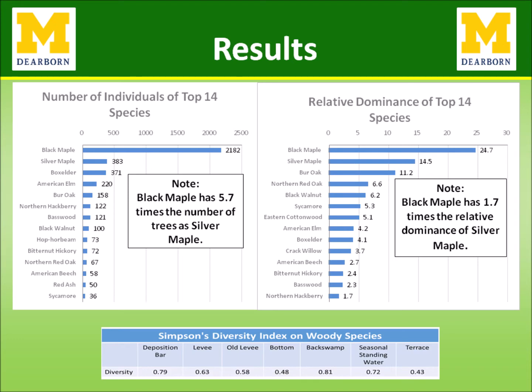Looking at Simpson's Diversity Index for these woody plants in the different ecosystems, none of our ecosystems had lower than a 0.43 diversity index, and many of them were over 0.5, which is average. The highest was the back swamp with a 0.81, meaning it is a very biodiverse area.